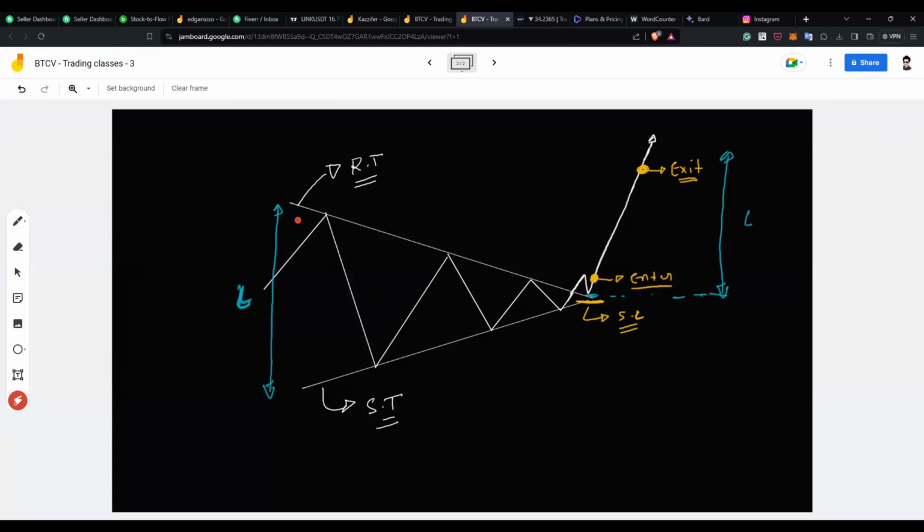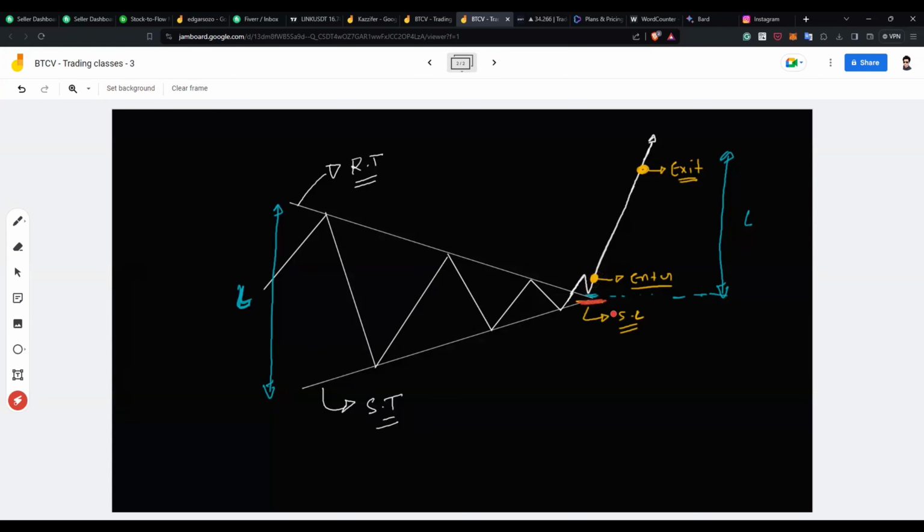Now let me just revise this part. We have a resistance trend line, support trend line. The market is consolidating, then of course it has to break in one of the directions. In this case, it broke in the upward direction. After the break, the resistance trend line becomes a support trend line, which we call a retracement. So the retracement happens and the market starts moving up, right? Once the market takes a retracement and takes a U-turn, then we have to enter.